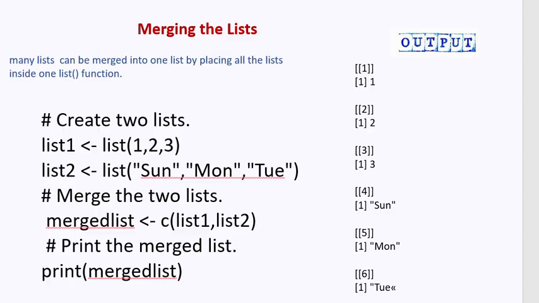How it gets merged depends on the sequence: first the list1 data, and then, continuing from that, the list2 data will be merged. When you print this merged list, where we merged list1 and list2 and stored it in the merged list variable, we get the sequence 1, 2, 3, SUN, MON and TUE. So we can merge different types of lists, and it does not mean that only two lists can be merged. N number of lists can be merged in this way.